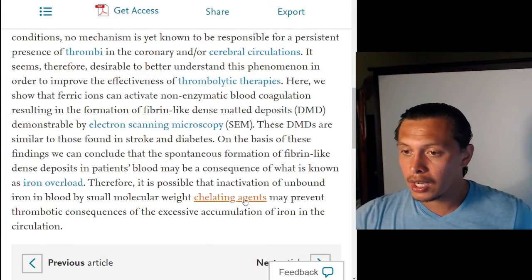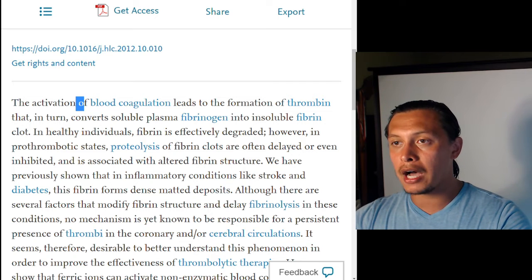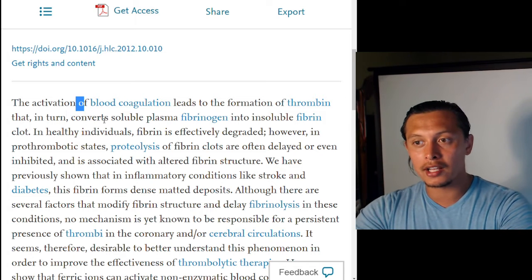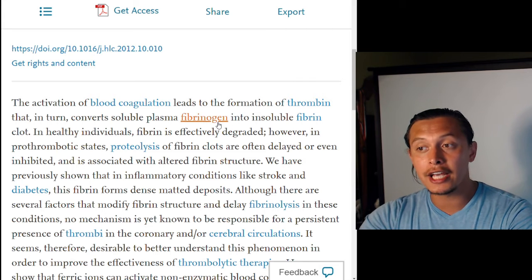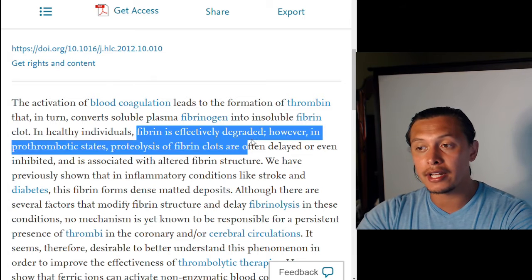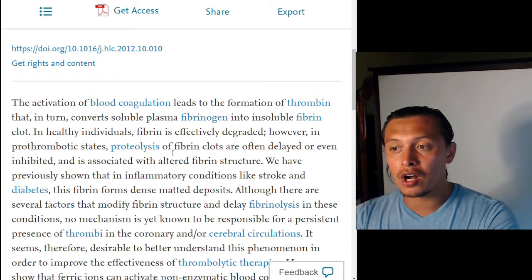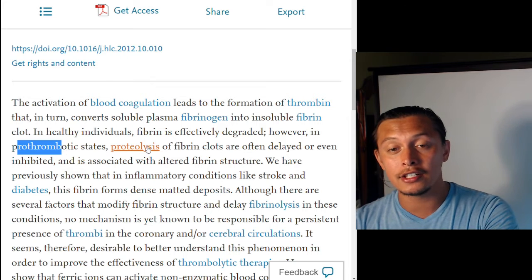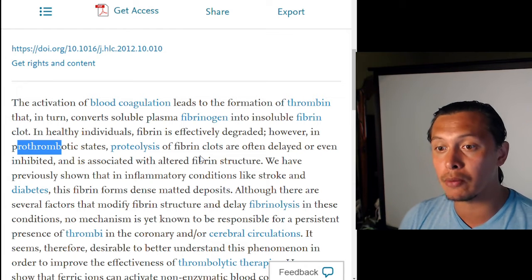So, yeah, I'll just read this, and then I'm going to go over to another, probably this hemostasis paper. The activation of blood coagulation leads to the formation of thrombin that in turn converts the soluble plasma fibrinogen into the insoluble fibrin clot. In healthy individuals, fibrin is effectively degraded. However, in prothrombotic states, proteolysis of fibrin clots is often delayed or even inhibited. So if you're in an extremely prothrombotic state, the lysis of fibrin is inhibited, and it's very difficult to get rid of them.